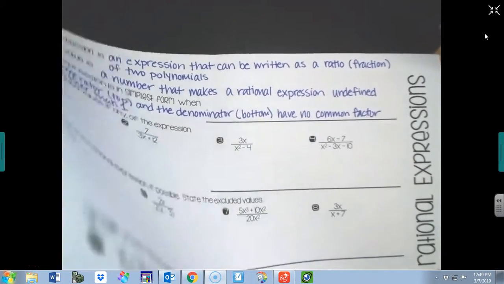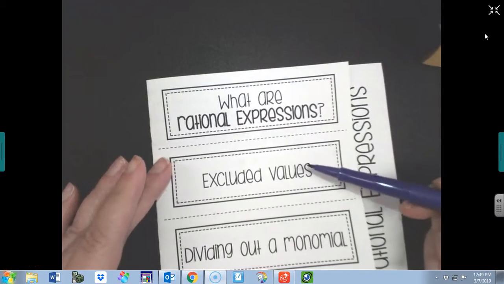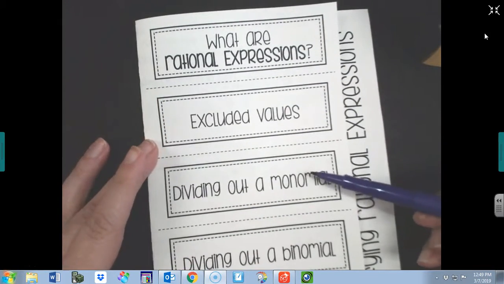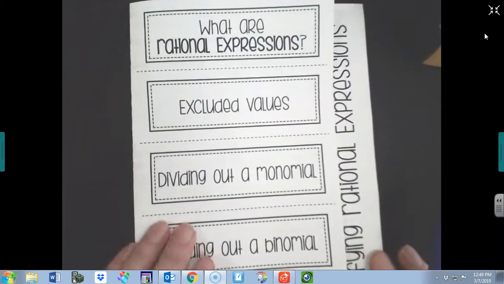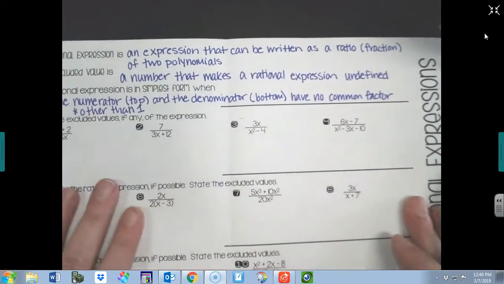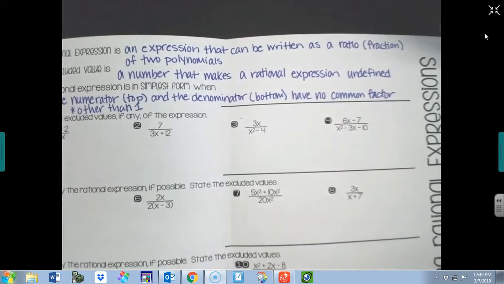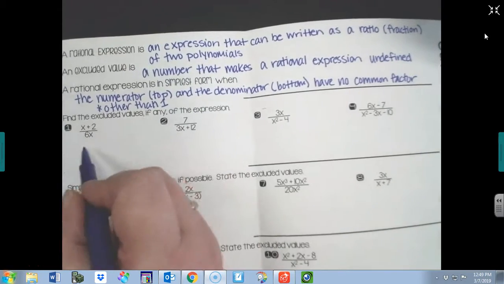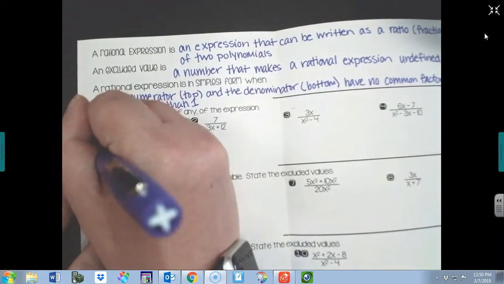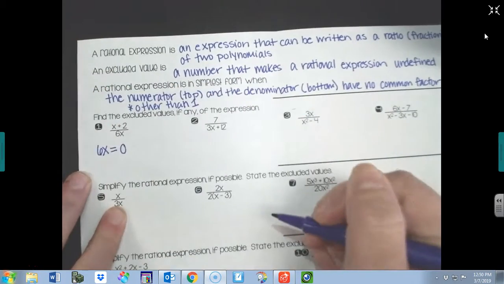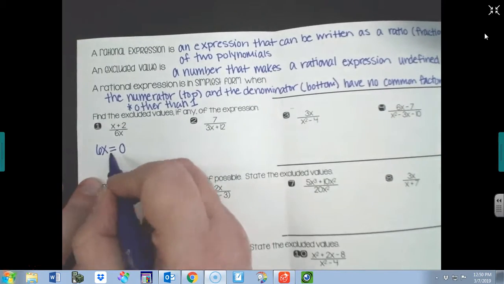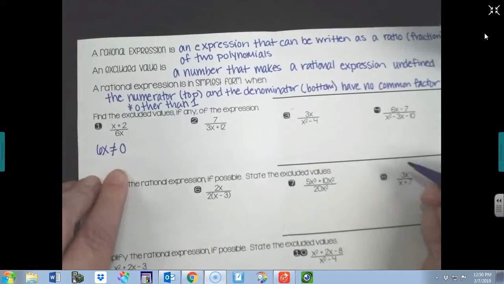So the first thing we're going to do, if you take a look back at the front, is talk about those excluded values. Then we're going to talk about dividing out a monomial, dividing out a binomial, and then recognizing opposites. Okay, so let's first talk about excluded values. When we're talking about excluded values, we want to take a look at the denominator. So for number 1, our denominator here is 6x. You're going to take that denominator and set it equal to 0. Or I should say 6x cannot equal 0, because if it's equal to 0, then we are undefined.